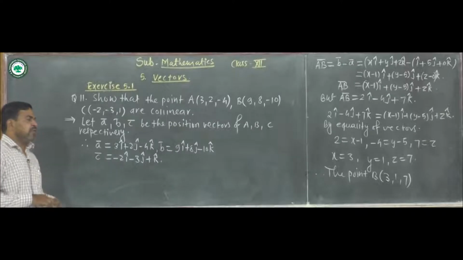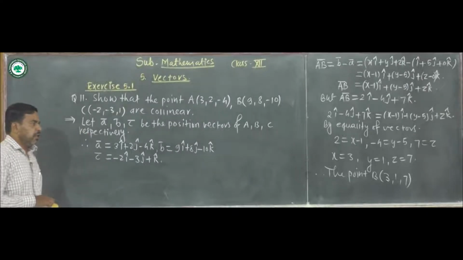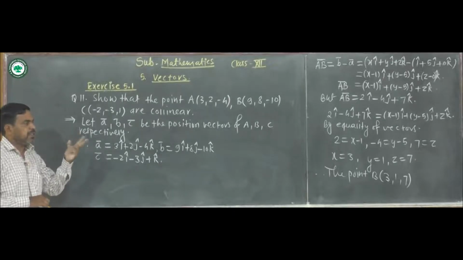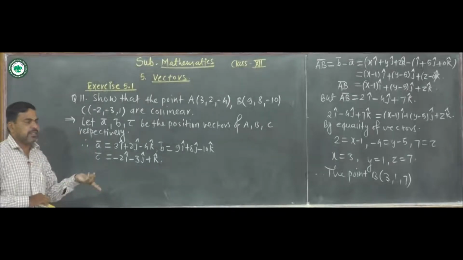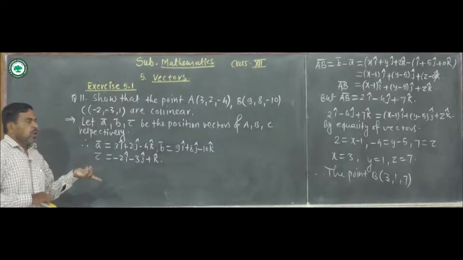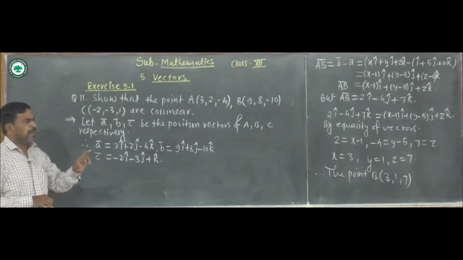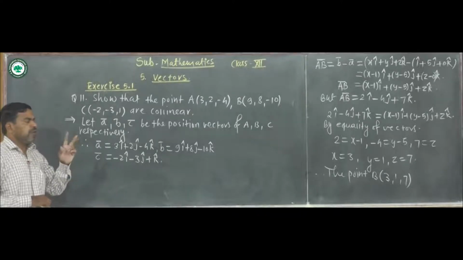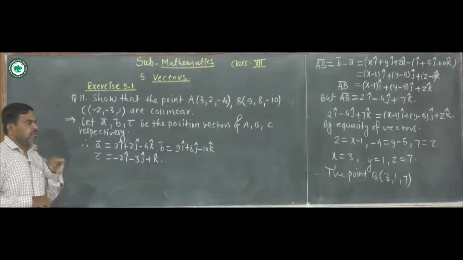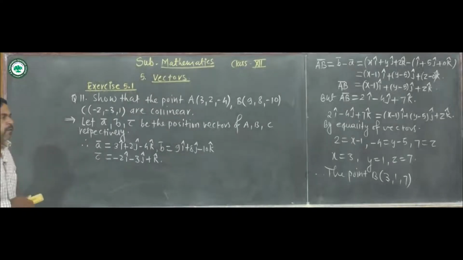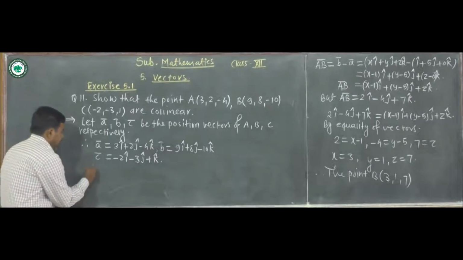Now we have to show that the 3 points are collinear. So from these 3 points we get 2 vectors, AB bar and BC bar, or AB bar and AC bar. Any pair, if we show these 2 vectors are collinear, then from that we conclude the 3 points are collinear. So first we find AB bar.